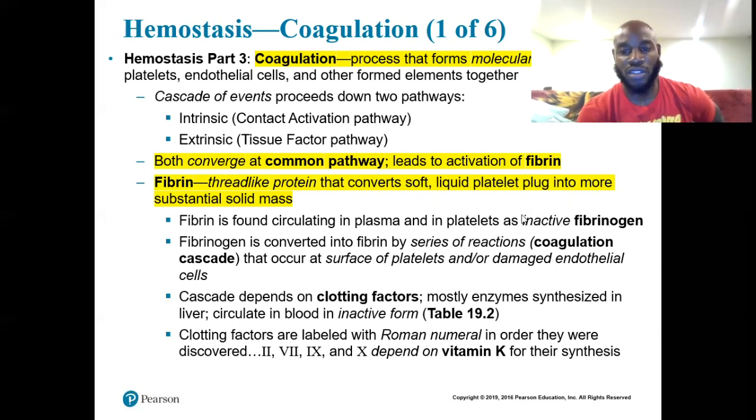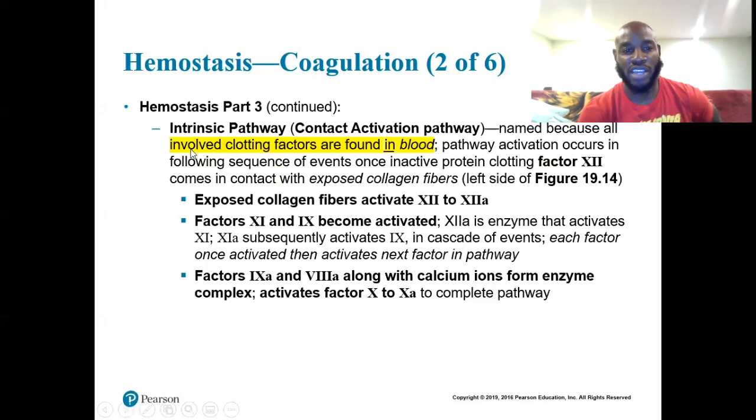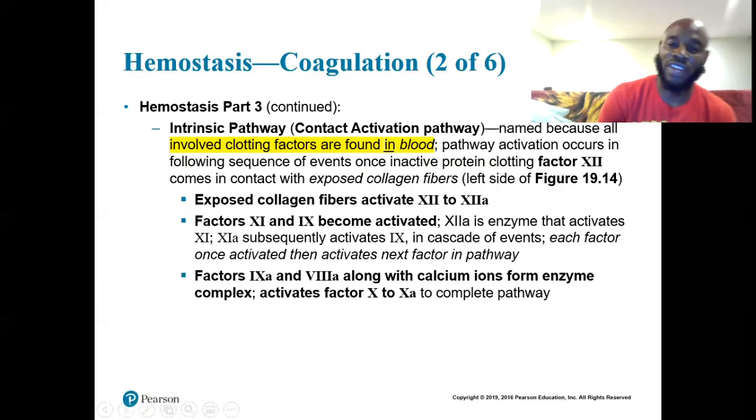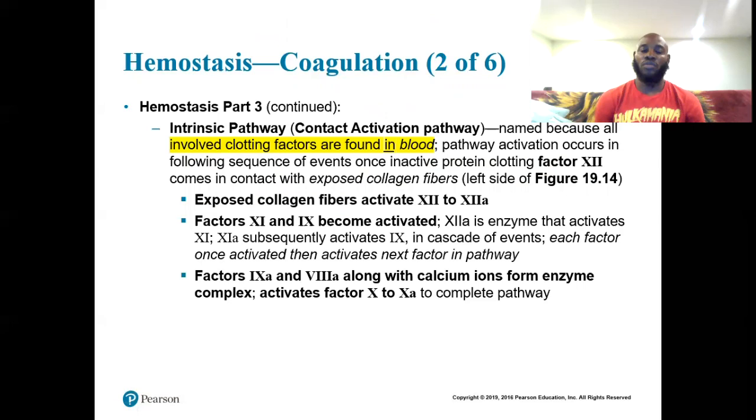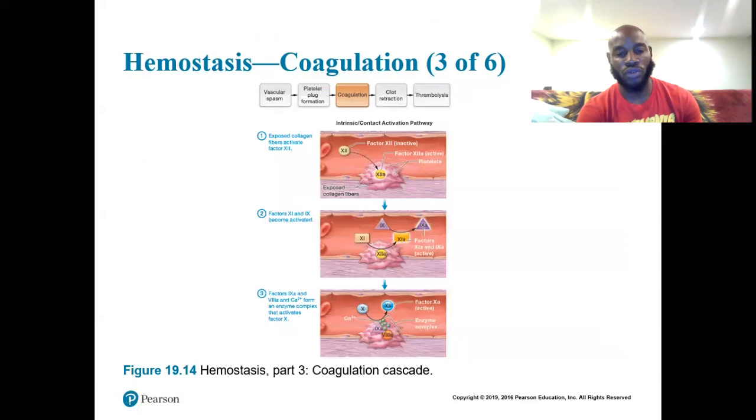And that's really what I'm hoping that you know. So we have the intrinsic pathway. As I said before, these are clotting factors that are found in your blood. They help us get to the fibrin, help us do the clotting. These are factors found in the blood, and you can see them here in the diagram.